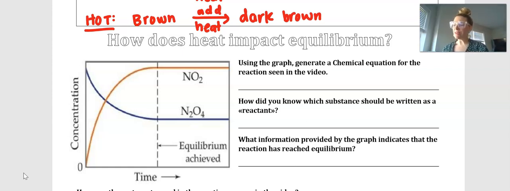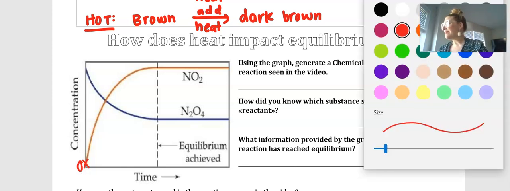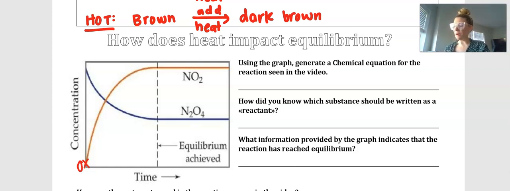Now, notice that in order to determine reactants versus products, we have to take a look at which one we start with some of and which one we end with. Notice how our concentration is 0 for the NO2, and therefore that is going to be our product. N2O4 starts with some, so that's going to be our reactant. So our reaction here is N2O4 in equilibrium with 2NO2.